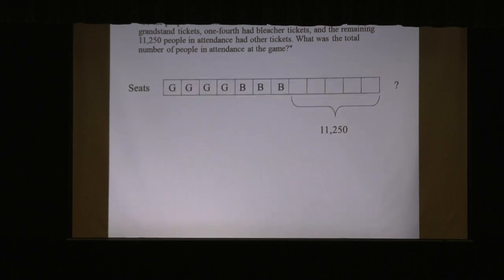How many will be bleacher? And how many will be the rest? 12,500, right? So can you imagine this bar now? Right? See it? Do you see it? Okay, good. So here it is. Got that?